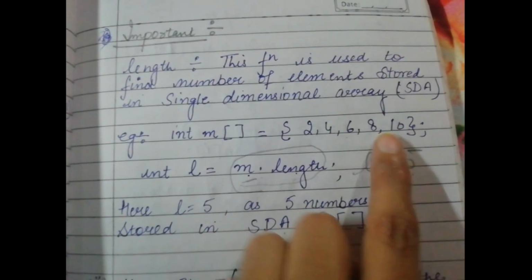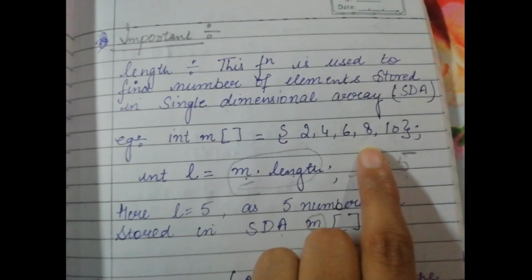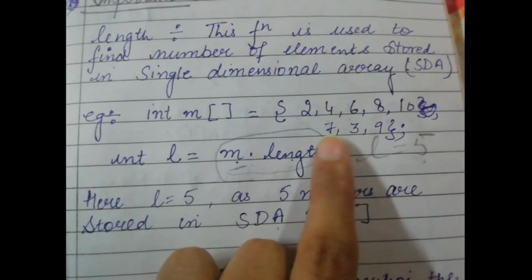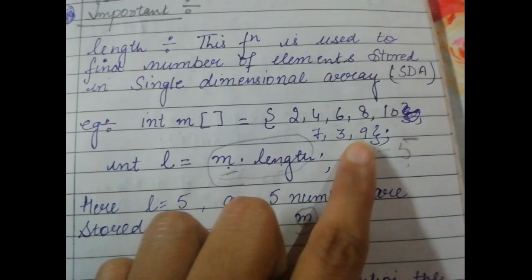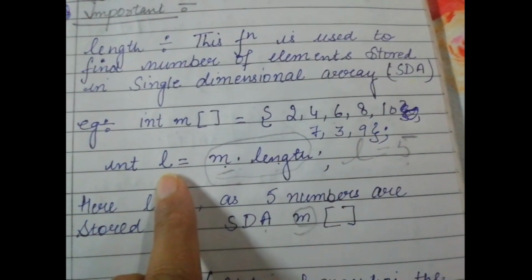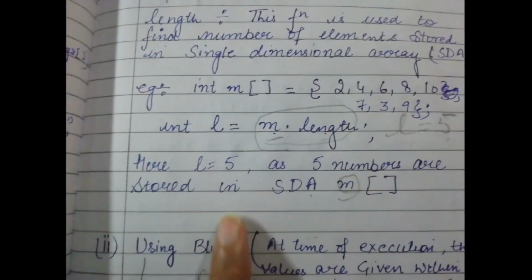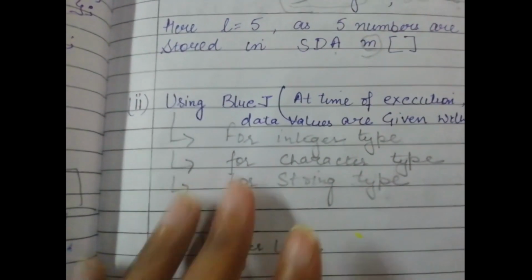So that is 5. If there were some other numbers here, suppose you are writing 2 or 3, so now this is your array. I have added 3 more numbers: 7, 3, 9. So what will be the value of L? It's 1, 2, 3, 4, 5, 6, 7, 8. Now it is 8.